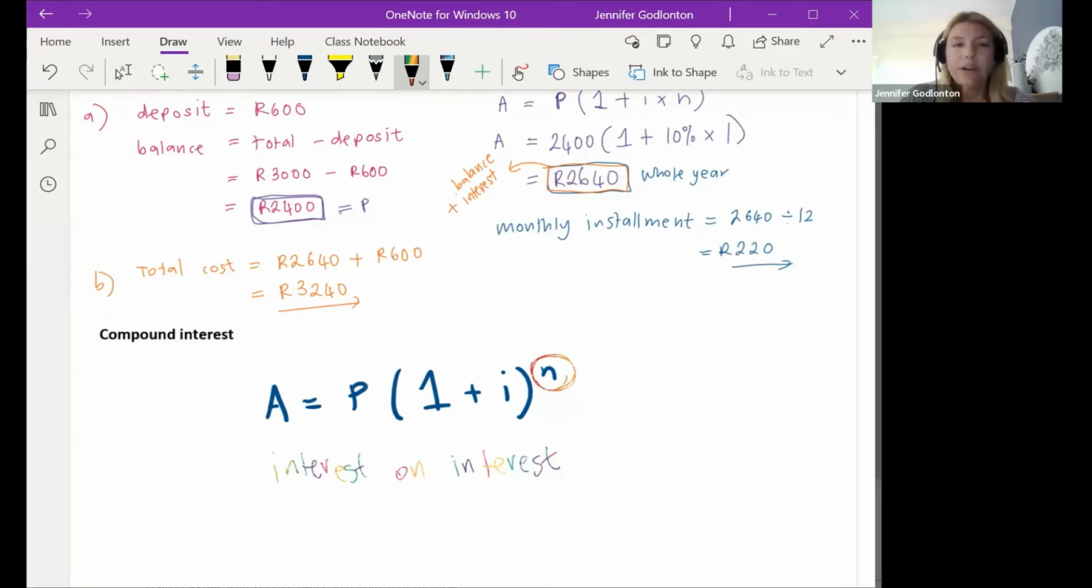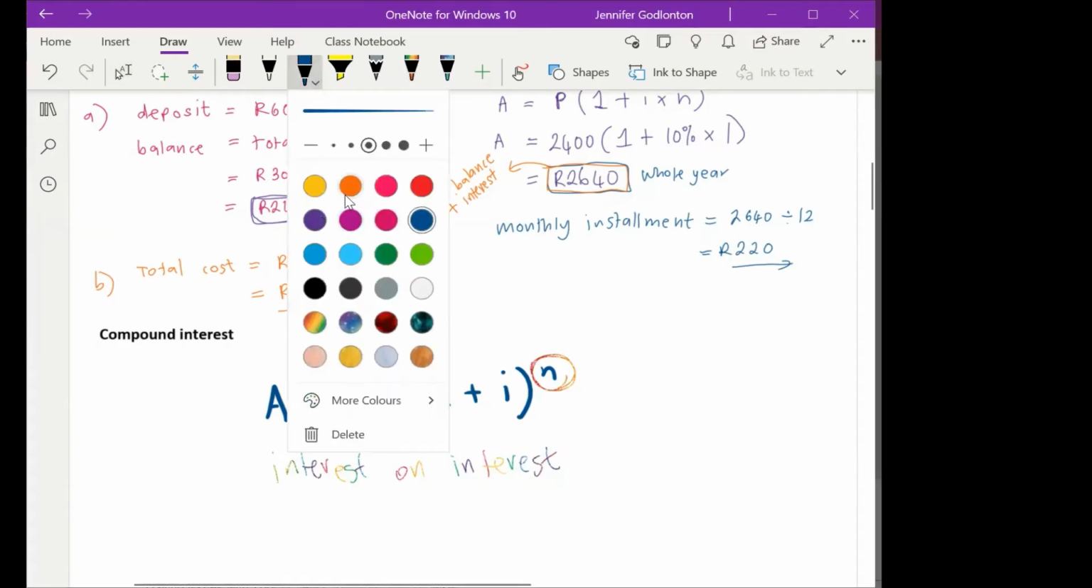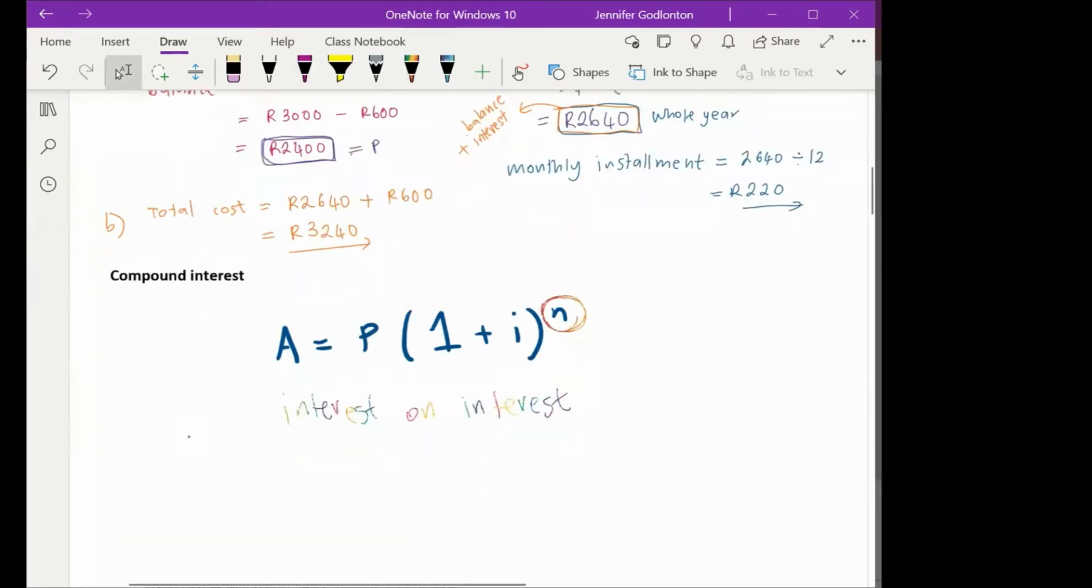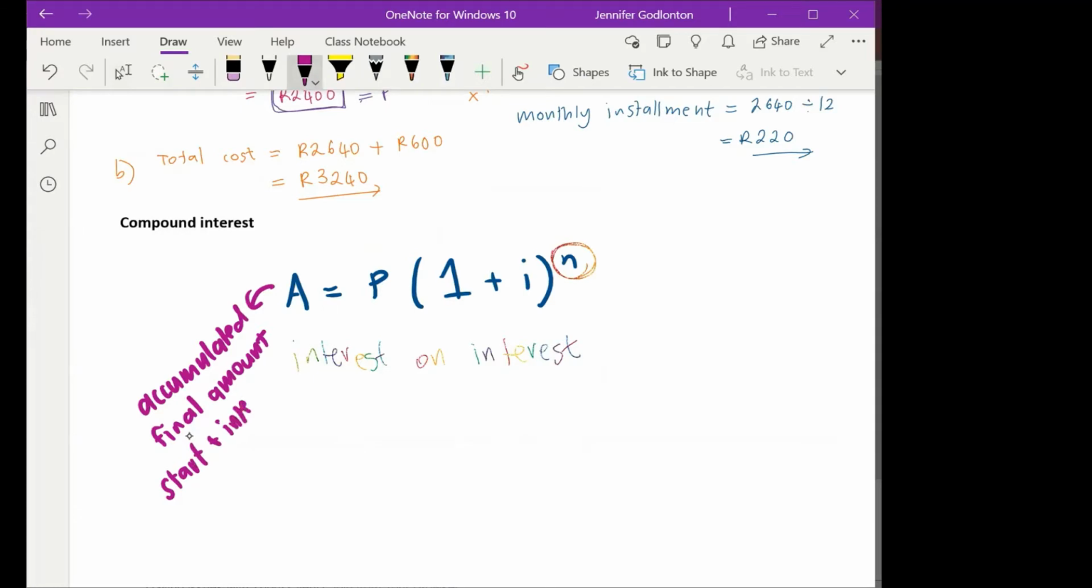Okay, so the letters are exactly the same, which means they do the same things. Your A is still your accumulated amount, so it's still your end amount or your amount with interest. You don't have to think of it like that. You can just think of it as the final amount, or you can think of it as the amount plus interest, or the start plus interest. Let's say start plus interest. Then we have P, which is the same principal, so it's what we start with.